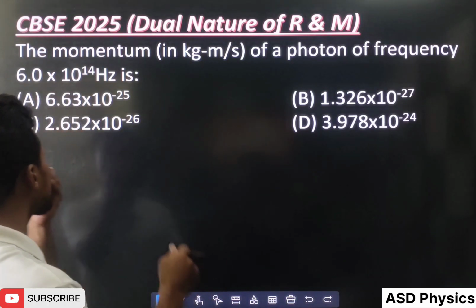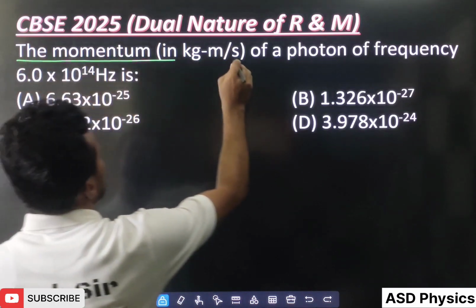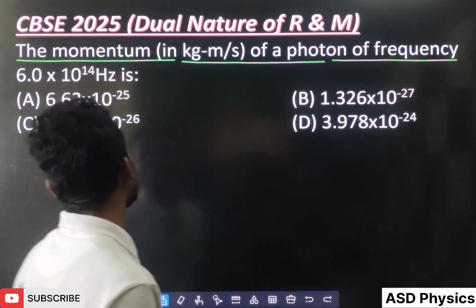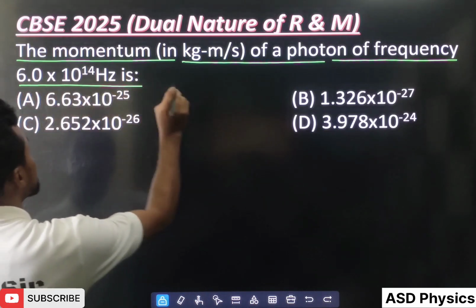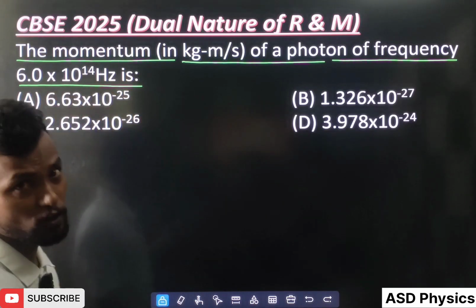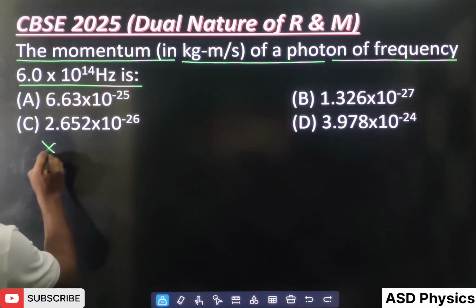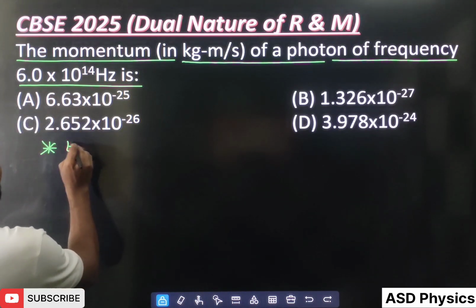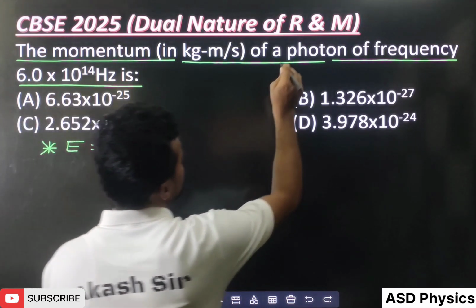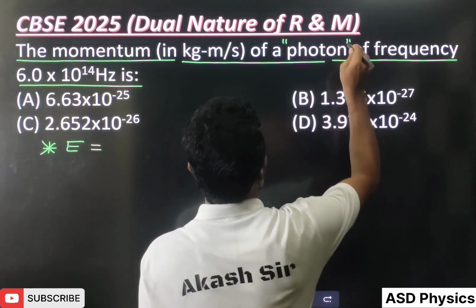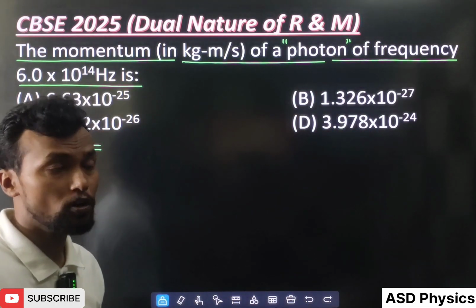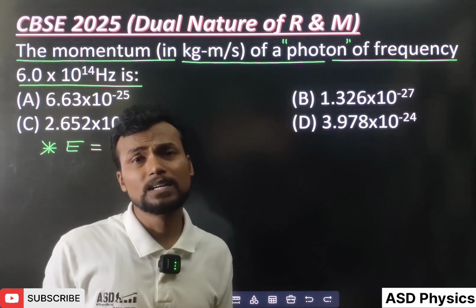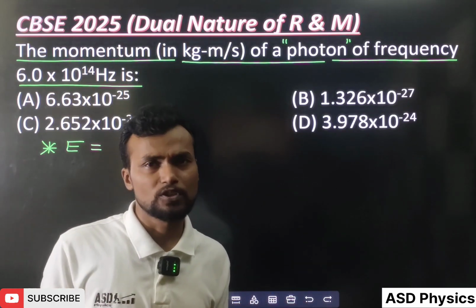Okay, great. Now let's see the next question: the momentum in kilogram meter per second of a photon of frequency 6 into 10 power 14 hertz is how much? So here we need the momentum. Remember which word is there? Photon. And a photon travels with the speed of light. Be very careful whenever they talk about a photon, it travels with the speed of light.